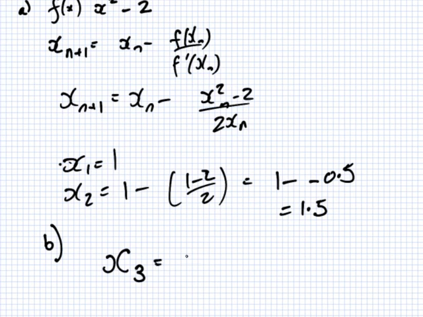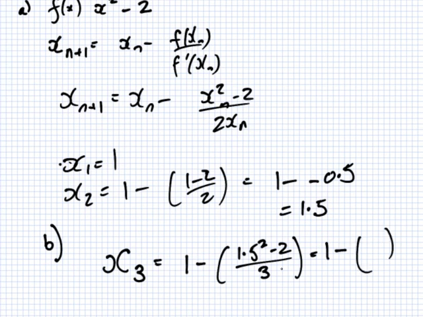x3 will be 1.5 minus 1.5 squared minus 2 over 2 times 1.5, which is 3. Hang on, I can do this. 1.5 is 3 over 2, which is 9 over 4. Oh no, I've lost it. No, let me do this. Just believe in me, okay? 1.5 squared is 3 over 2 squared, which is 9 over 4. 9 over 4 minus 8 over 4 is 1 over 4. 1 over 4 over 3 is 1 over 12. That seems a bit too small. I think I'm accepting defeat.